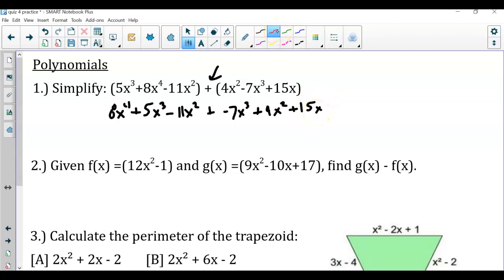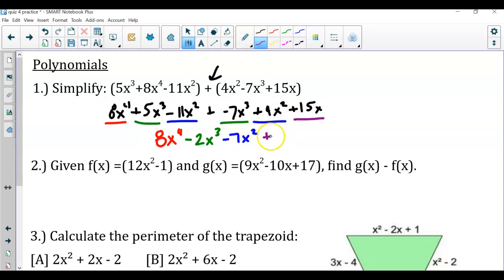Now when combining our like terms, notice how there is no other x to the fourth term. So I'm going to bring that down, 8x to the fourth. Then next we have our x cubed. Well, I have positive 5x cubed minus 7x cubed. So that's going to give you negative 2x cubed. Next up, we have x squared, negative 11x squared, but plus 4x squared. That should give you negative 7, negative 11 plus 4, and then x squared. Then last, we have no other x terms, so bring down plus 15x.